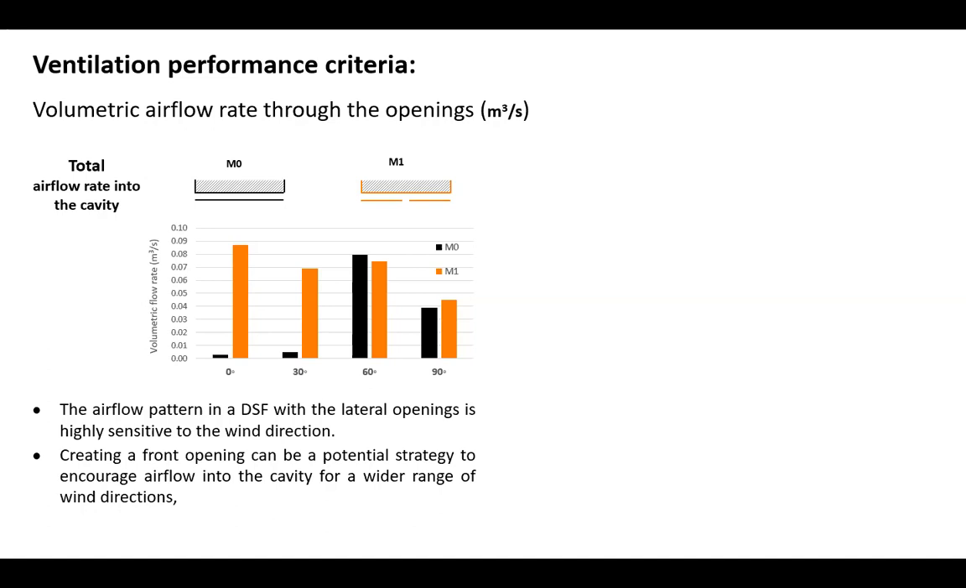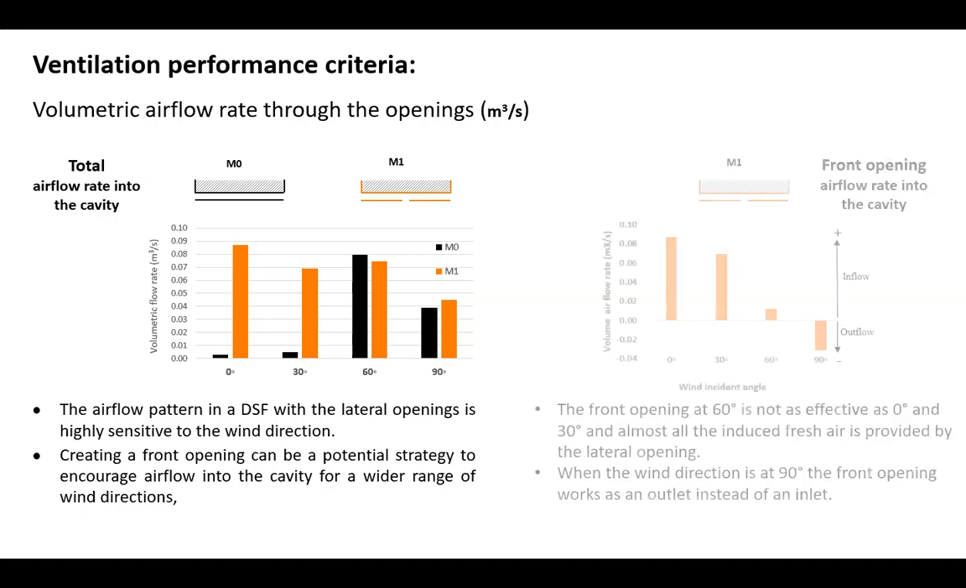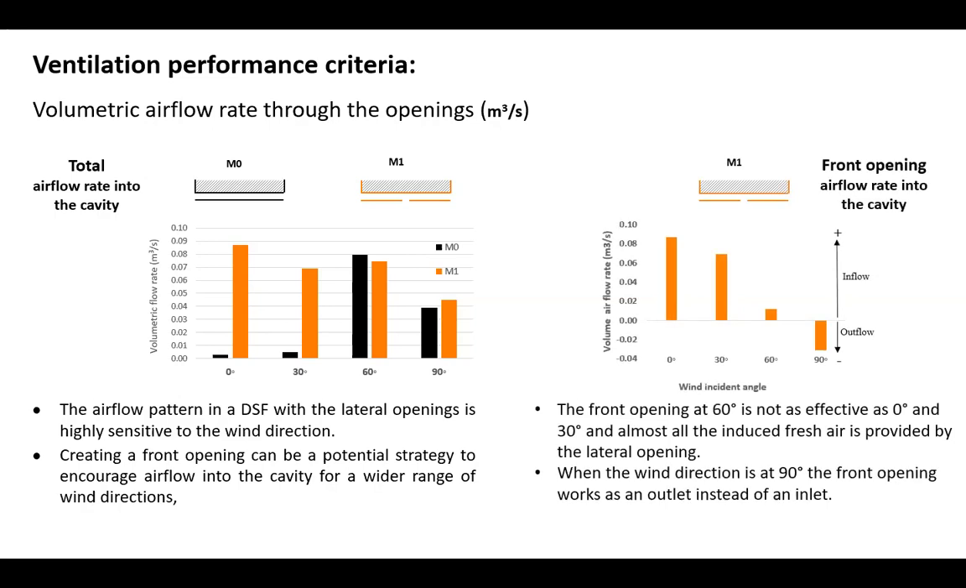This is the result of total airflow rate into the cavity. As you can see, the airflow pattern in a DSF with a lateral opening is highly sensitive to the wind direction, so it can change from 30 degrees to 60 degrees very sharply. Creating a front opening can be a potential strategy to encourage airflow into the cavity for a wider range of wind directions.